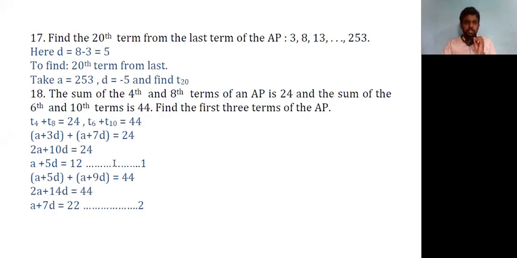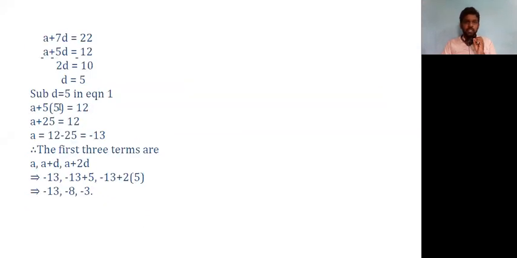So A plus 5D is equal to 12. A plus 5 into 5 is equal to 12, substituting the value of D here. A plus 25 is equal to 12. Taking this 25 to the other side, we have A is equal to 12 minus 25, which is minus 13. So we have found the first term, A is equal to minus 13, and the common difference is 5.